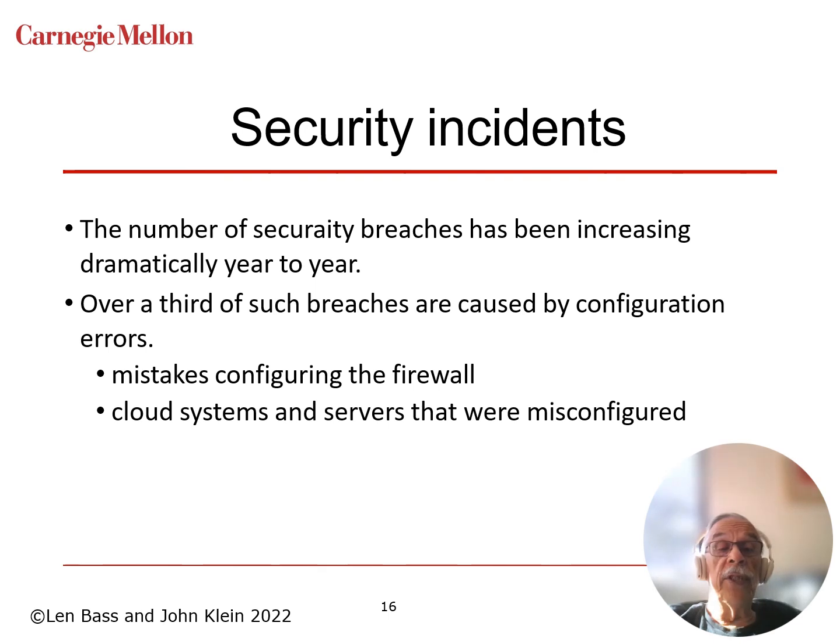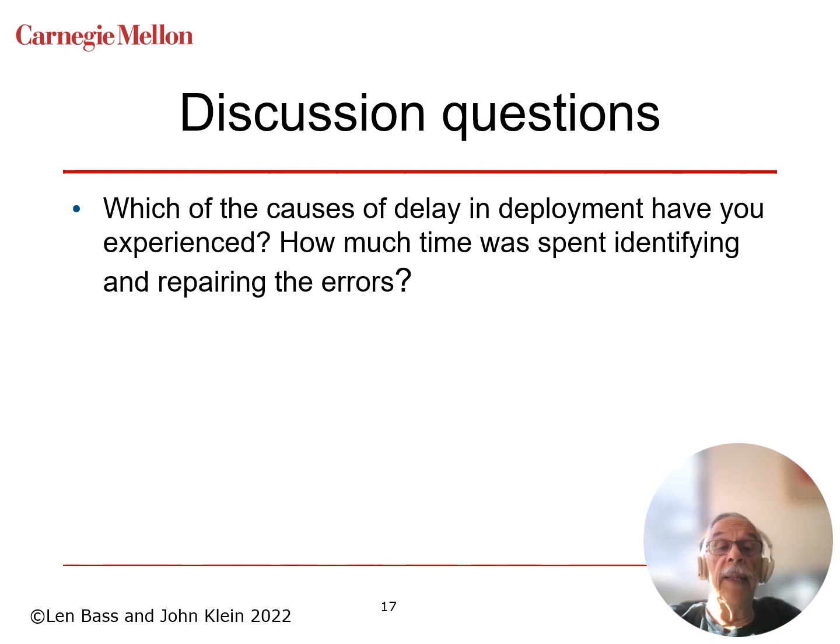And the number of security breaches has been increasing dramatically year to year. And about a third of such breaches are caused by configuration errors. So you make mistakes configuring the firewall. Cloud systems and servers can be misconfigured, and so that can lead to security breaches. And so those are the kinds of problems that DevOps has largely solved, and we'll talk about the techniques for doing that.